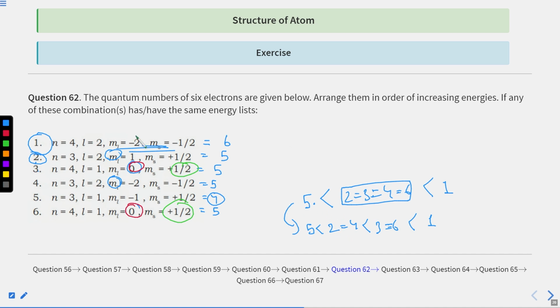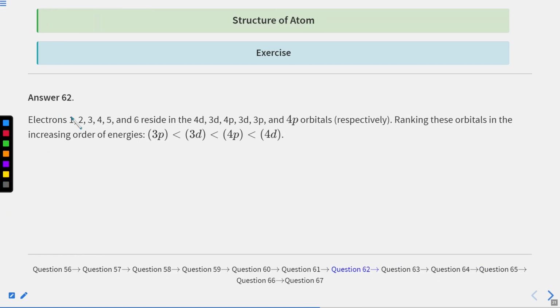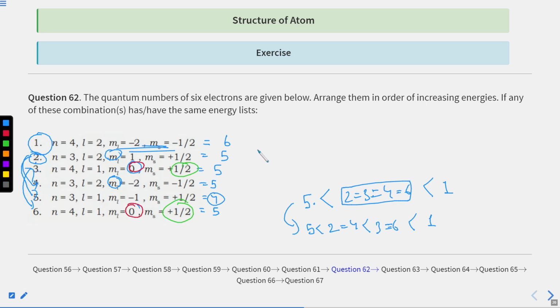If you remember, there is a splitting of ml in the presence of a magnetic field. But here, there is no such statement made. So therefore, 3 and 6 will have the same energy. Similarly, 2 and 4 will have the same energy. So we can rank these orbitals in this order. The question asked that if any combination has the same energy, we have to say so. So 2 and 4 will have the same energy, and 3 and 6 will have the same energy. ml will not affect it. If we talk about order, this is the order.